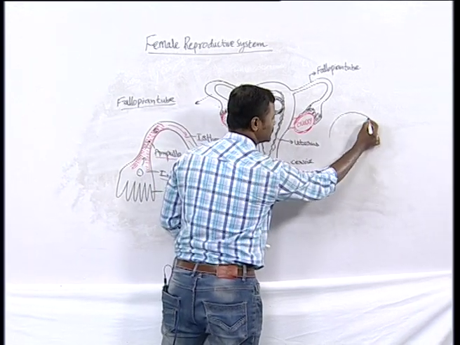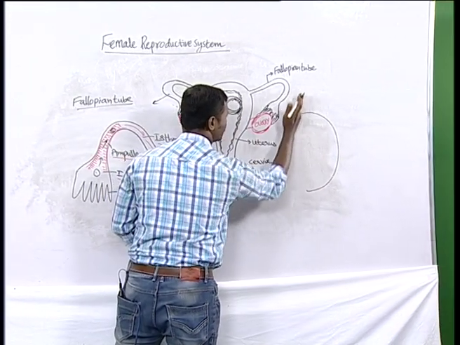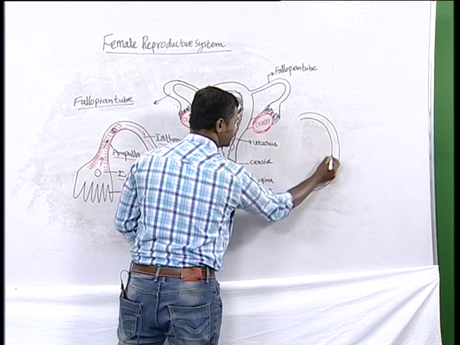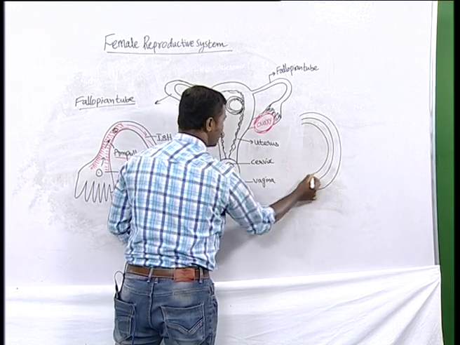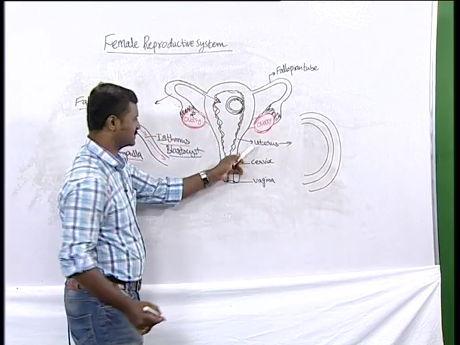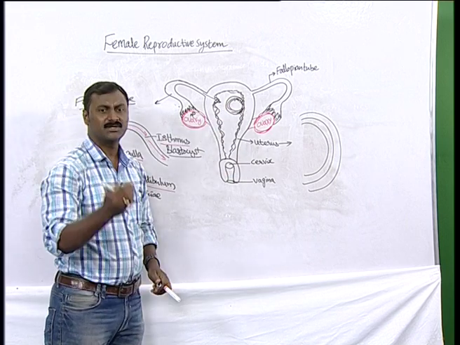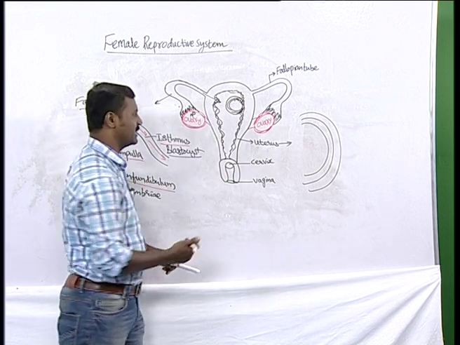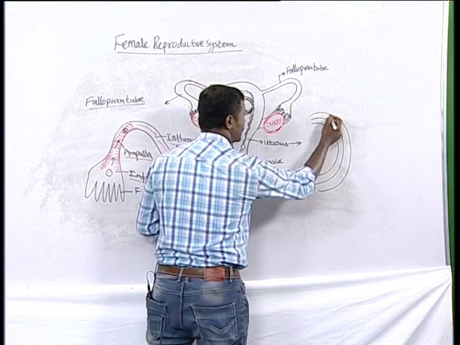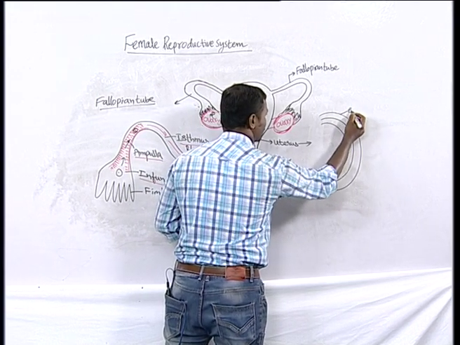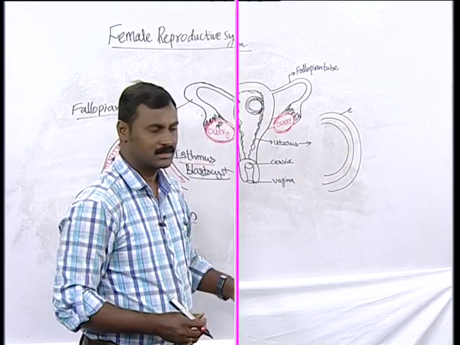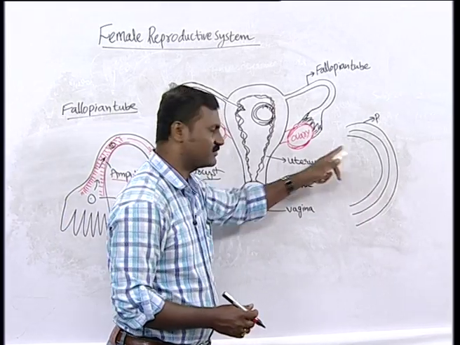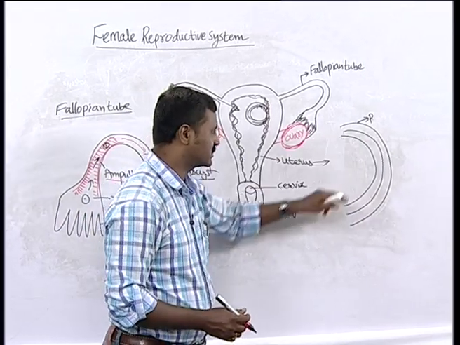In this diagram, if you observe the wall of the uterus, it is made with 3 layers. Now I am going to discuss the uterus. Uterus is made with 3 layers. So let us see the structure of the uterine wall. The uterine wall is made with 3 layers.